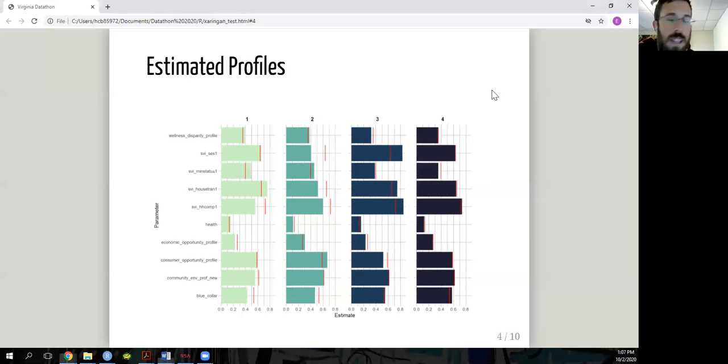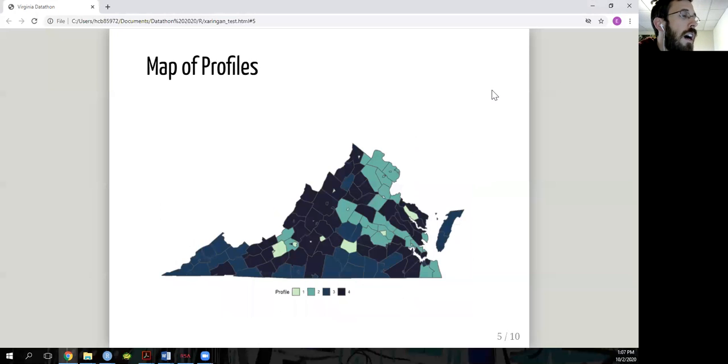So next, after estimating this, we can also look at these on the map. I think the key takeaway here is that although there's some similarities in geography, geography is clearly not the defining factor, right? You see profile membership all over the place for all of them, which really indicates that there are similarities that we might not otherwise think of.